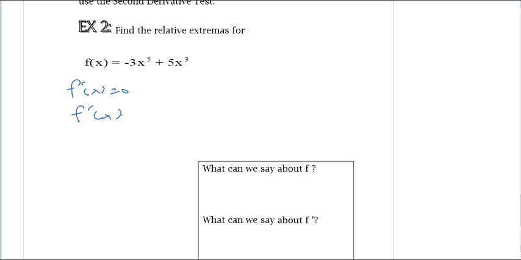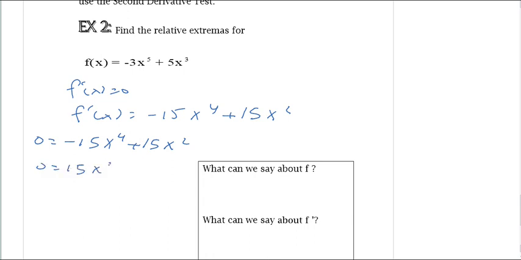So f prime of x is equal to negative 15x to the fourth plus 15x squared. Okay, set it equal to 0. So 0 is equal to negative 15x to the fourth plus 15x squared. I can factor out here a 15x squared. So let me do that. That gives you negative x squared plus 1. Okay, so if I set them equal to 0, I get 0 is equal to 15x squared, and 0 is equal to negative x squared plus 1. This will give you x equals 0 for a critical number.